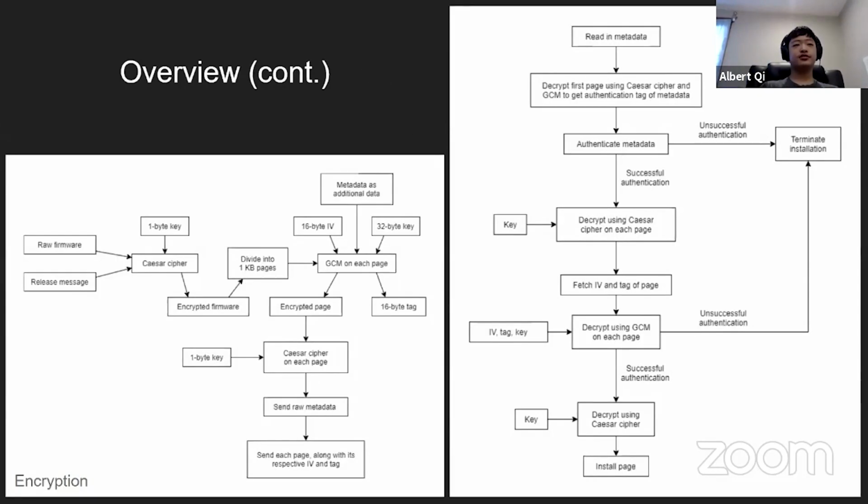So here's a general flow diagram of our encryption and decryption. On the encryption, something to point out is that for our Caesar cipher, there's a 1-byte key input, which denotes how much we shift each byte by. And these two keys are different from each other. In the decryption, you can see that we are authenticating the metadata. If that doesn't work, we terminate the installation. Then we can continue the decryption after the successful authentication.